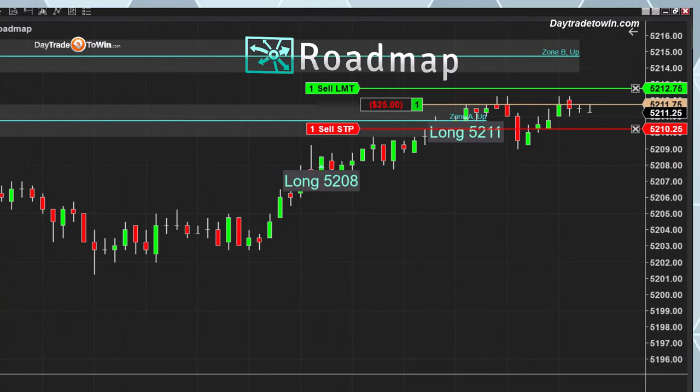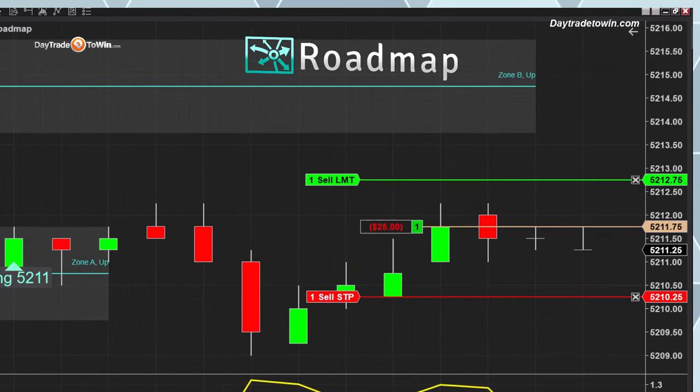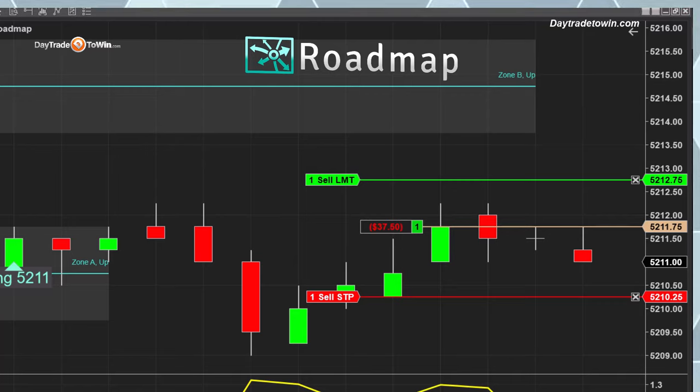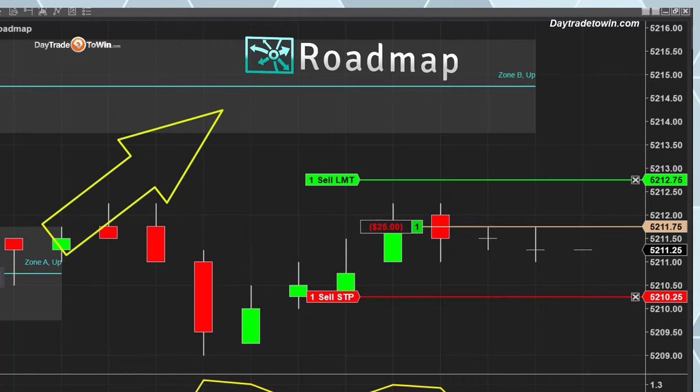I can see that we're not interfering with any other method like the roadmap. Roadmap from DayTradeToWin is a counter trend method. The zones indicate that the market may reverse or counter trend. You can see that we've surpassed that. The market has traded above the zones. So I am going long with the intention that the previous zone is broken, and it's on its way up to the next zone.